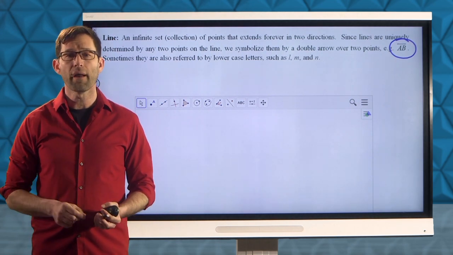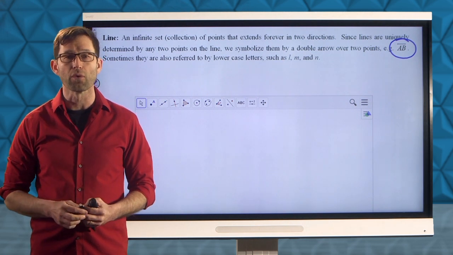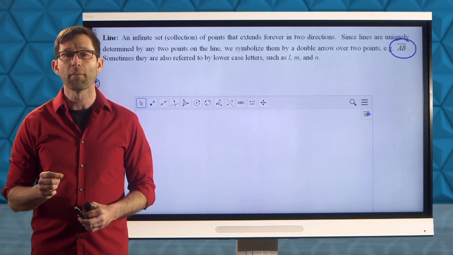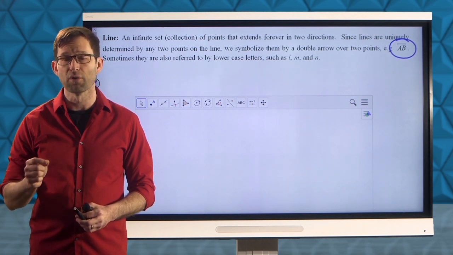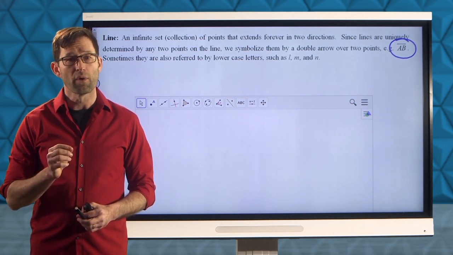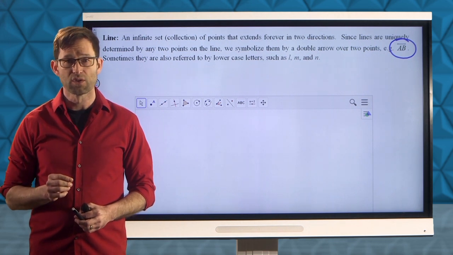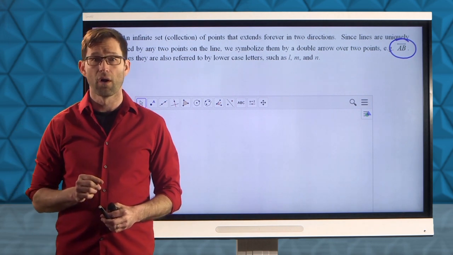Remember, if that double arrow is not over the 2 letters, then technically we're talking about the distance of a line segment, the length of the line segment between point A and B. When we've got the double arrow over it, that means we're talking about an infinitely long line.